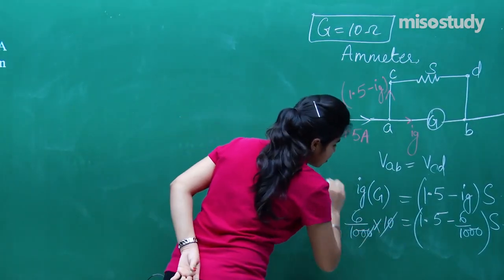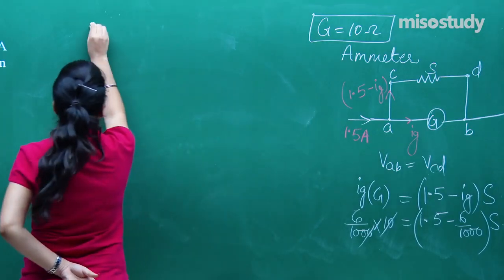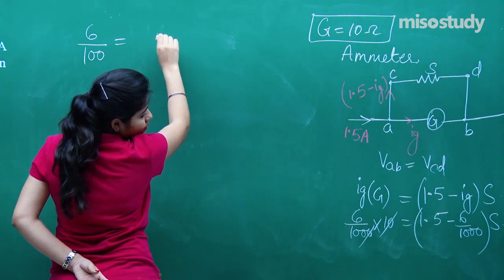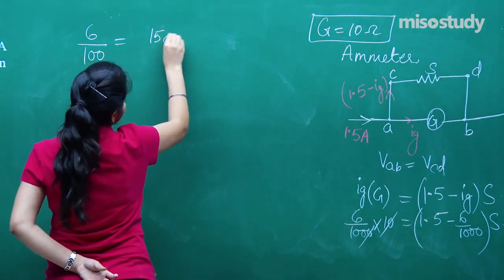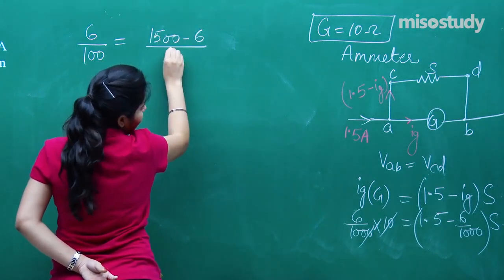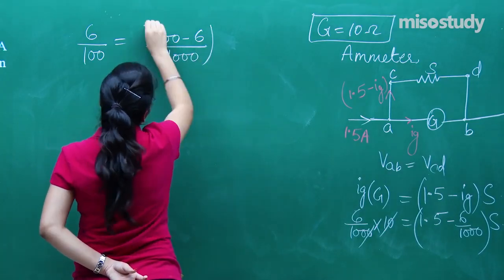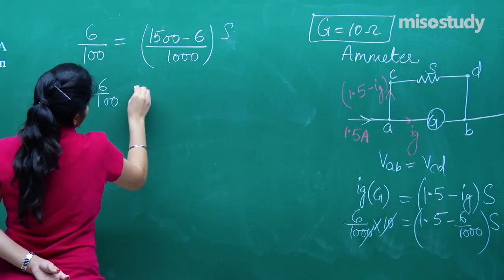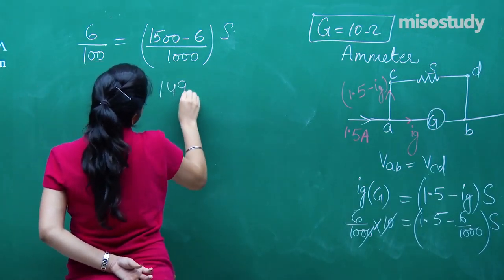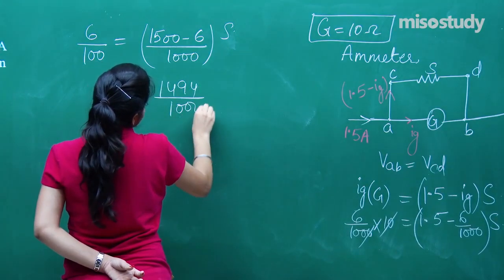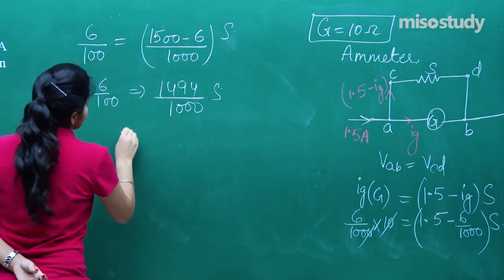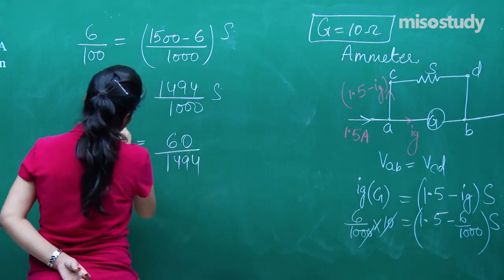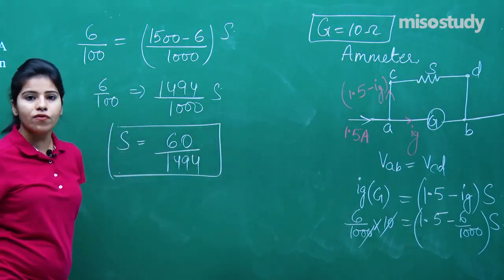This will be cancelled. We are left with 6 by 100, that will be equal to 1.5 minus 6, 1500 minus 6 divided by 1000 into S. So that means if you solve it, the value of S will come out to be 60 divided by 1494. This will be the value of S.